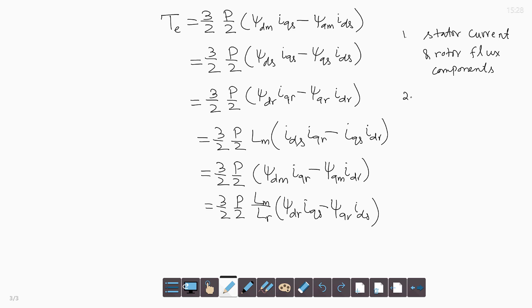Similarly, stator flux components and stator current components can be used as variables, and you can obtain another model. So, in this way different models can be obtained, several of them, depending upon selecting the proper variables.